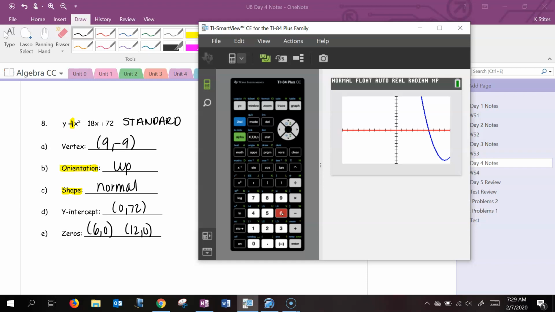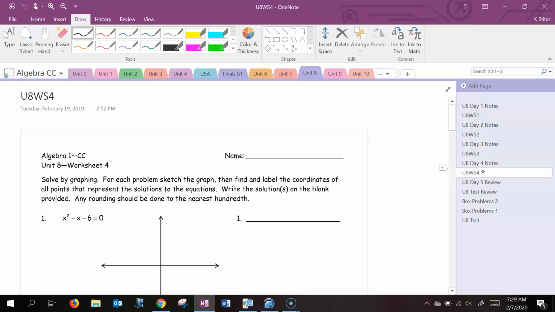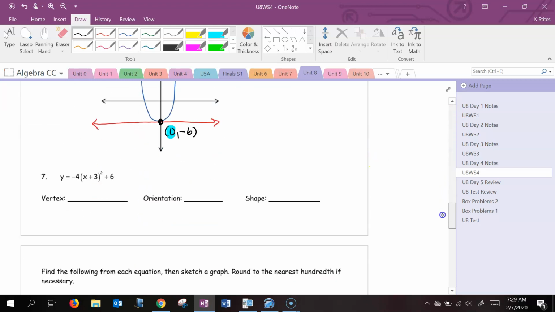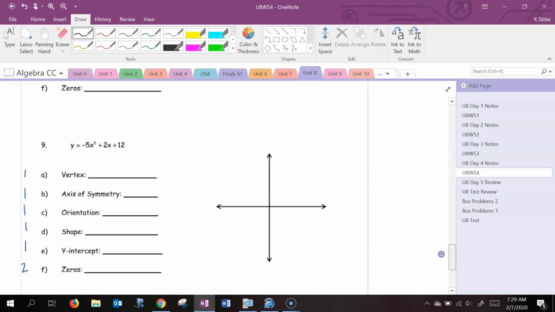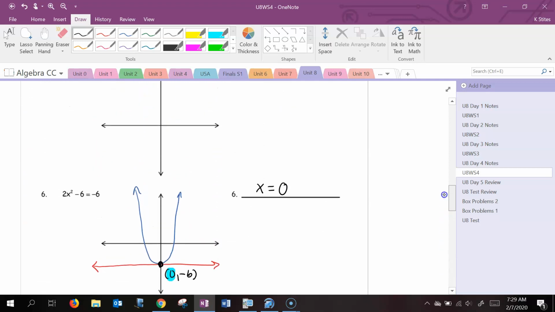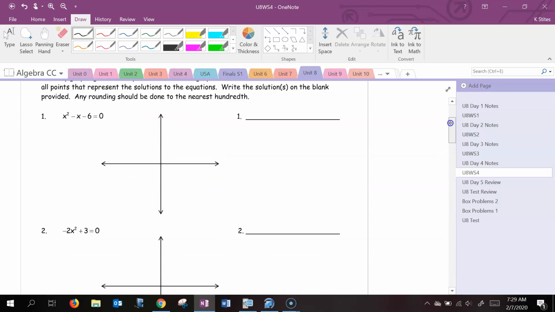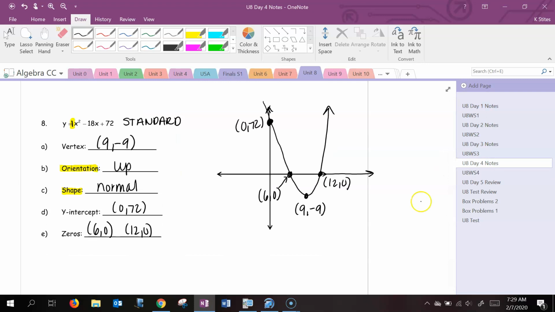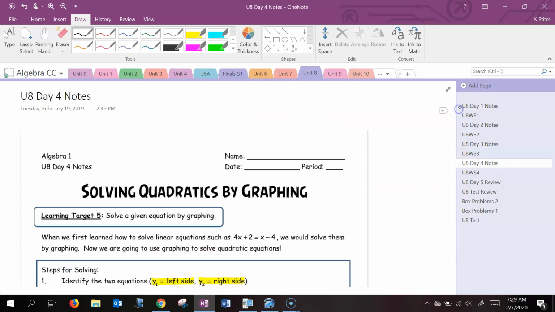Okay, so your homework tonight is worksheet 4, and you're solving by graphing. And then you are also doing some review like we just went over. Okay, so what you need to do is show your notes to your sub to get checked off, and I will be back in a little bit to answer any questions you have.